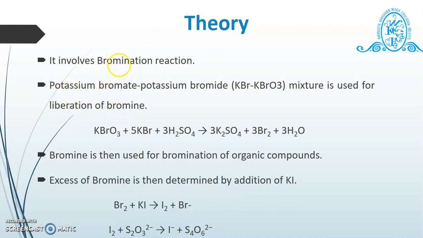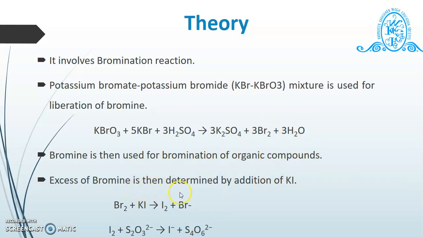So what is meant by bromatometric titration or bromination reaction? When potassium bromate reacts with sulfuric acid, it liberates bromine. In this titration, the potassium bromate and potassium bromide mixture is used for the liberation of bromine. You can see the reaction where potassium bromate and potassium bromide, when reacted with sulfuric acid, liberate bromine. This bromine is used for the bromination of organic compounds.